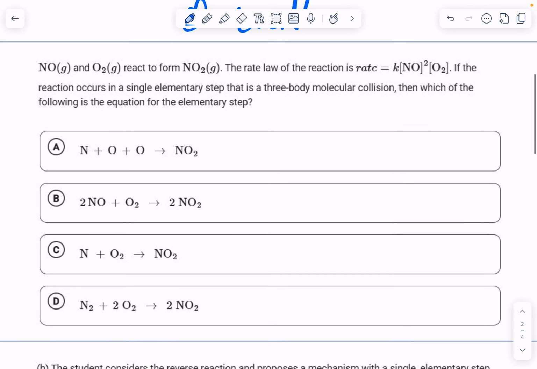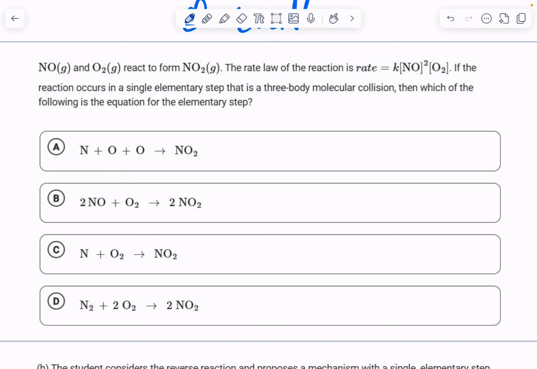So we got a question here, multiple choice. NO and O2 react to form NO2. The rate law for this reaction is rate equals K NO squared O2. If the reaction occurs in a single elementary step, that is a 3-body molecular collision, then which of the following is the equation for the elementary step? So in this case, we're taking the rate law and we're turning it into an elementary step.